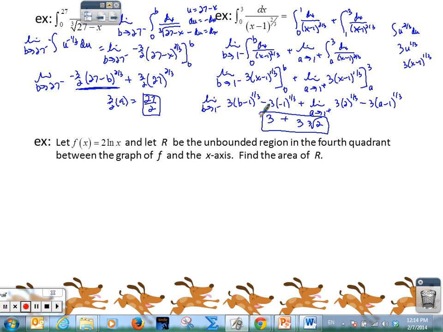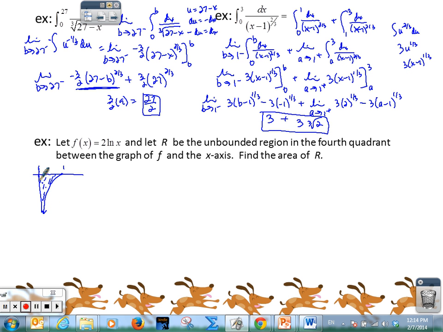All right, let's look at our last one. In this one, we are looking at 2 natural log x, and we want to let R be the unbounded region in the 4th quadrant between the graph and the x-axis. They want us to find the area. So we're looking at the 4th quadrant, and it's up here to 1. So we're looking at all this area in here.